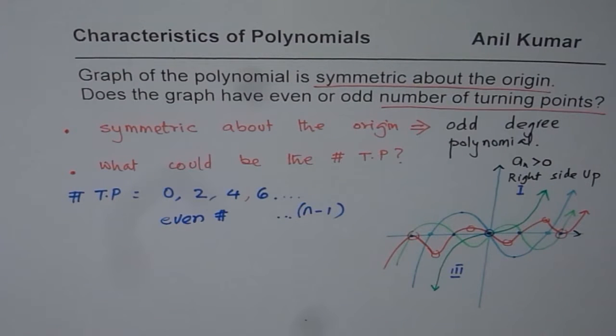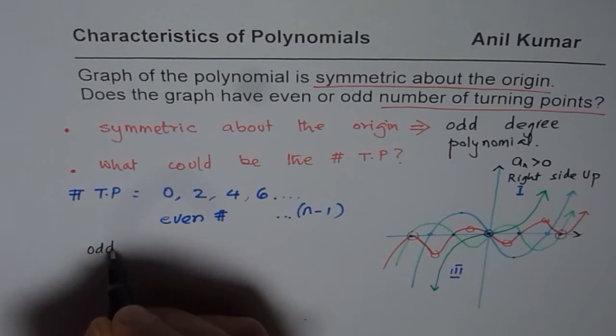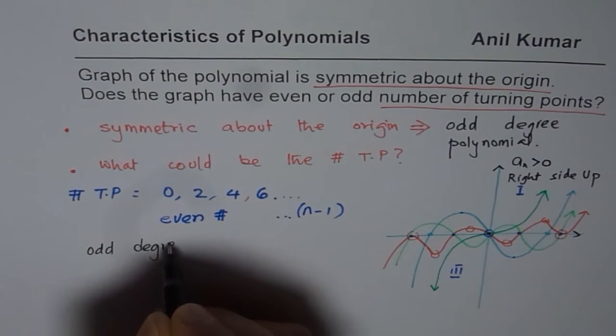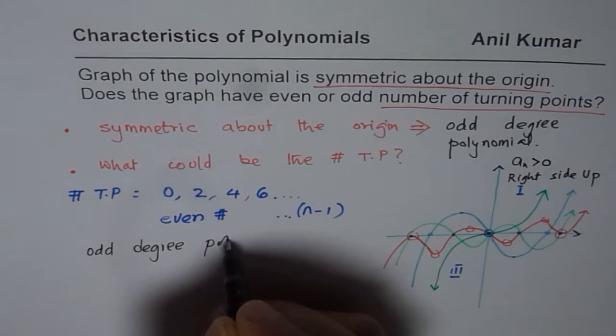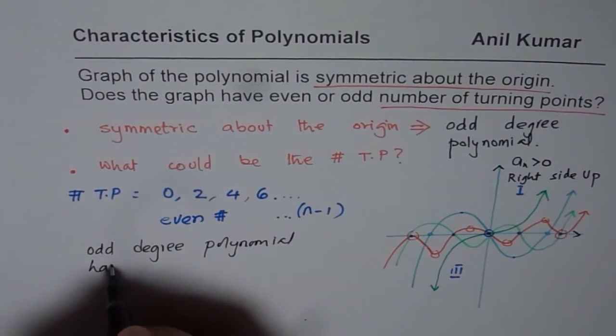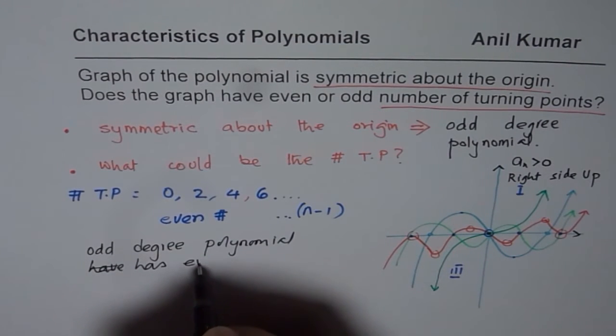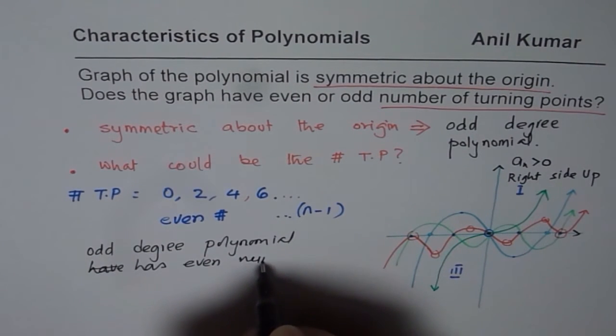So whenever you have a function which is symmetric about origin, in that case the degree is odd and the number of turning points is even. So what we notice here is odd degree polynomial has even number of turning points.